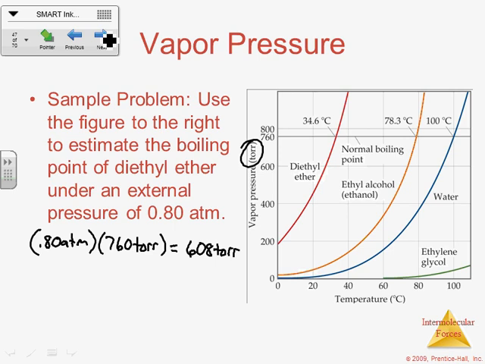Okay, so then we'll come over here to about 608 torr, see where it hits the diethyl ether line, right about there, and then we'll just trace that down. That's that tracing. I'll trace that down to where it hits the temperature line, and it looks to me like it's pretty close to 30, maybe a little bit closer to 20. So I'm going to say maybe 29 or 30 degrees Celsius would be its boiling point when it has 0.80 atmospheres of pressure on it, okay? So reduce the pressure, you reduce the boiling point.